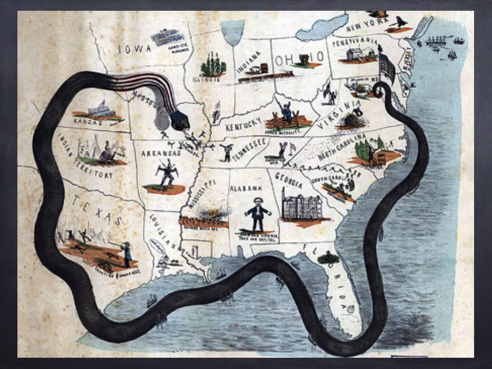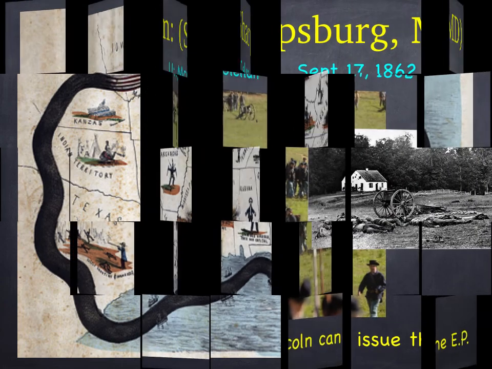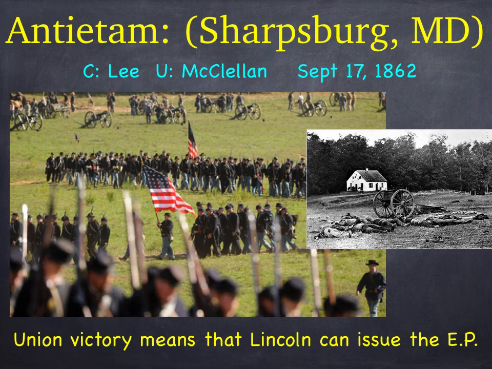It's a little hard to have the Anaconda Plan when you're not actually winning. The Union lost at Bull Run, and so Lincoln is itching for a victory. He wants a victory, and he's willing to sacrifice lots of men to try to fight and defeat the Confederates at a big battle and get a decisive victory. That would come in the form of a battle known as Antietam.